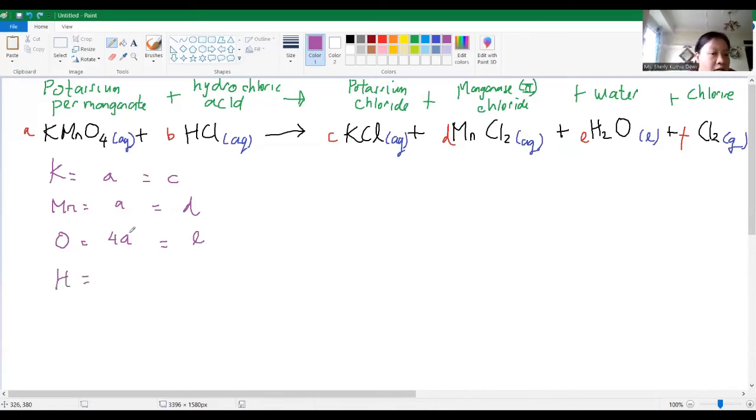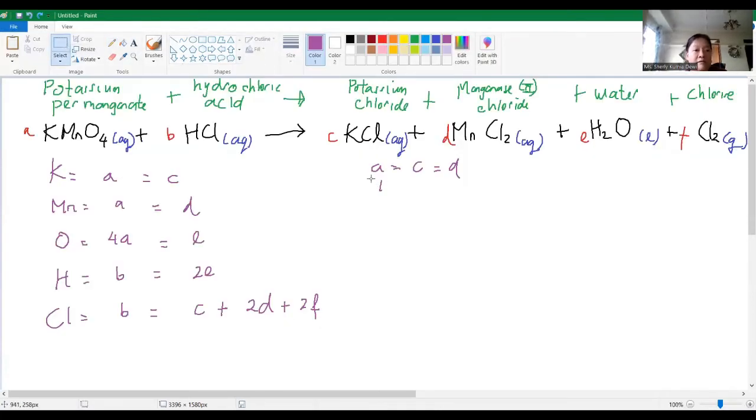Hydrogen in the reactant is B. Then in the product it is 2A. There is no more hydrogen in this one. For Cl, there is a lot in the product. It is B in the reactant, and C plus 2D plus, I forgot F, 2F.